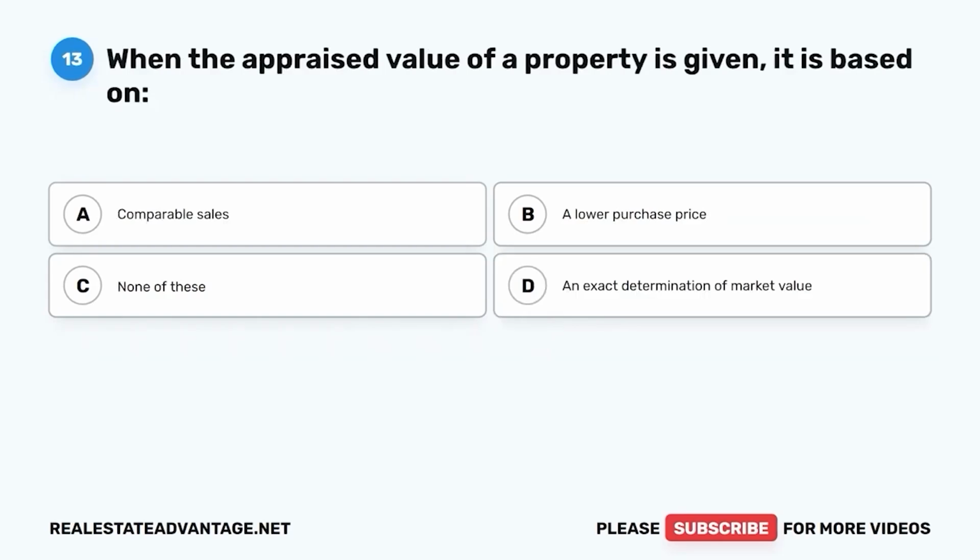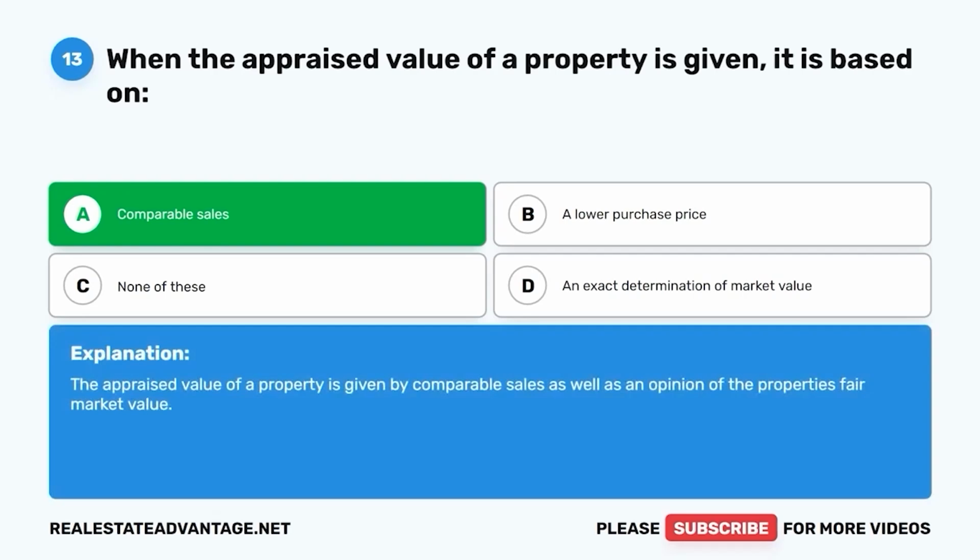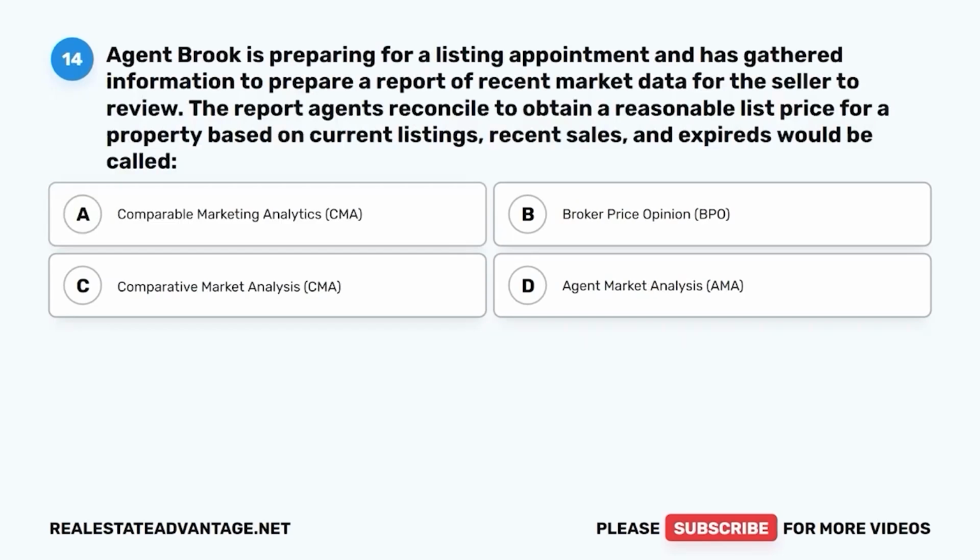Question 13. When the appraised value of a property is given, it is based on: A. Comparable sales. B. A lower purchase price. C. None of these. D. An exact determination of market value. The correct answer is A. Comparable sales. The appraised value of a property is given by comparable sales as well as an opinion of the property's fair market value.